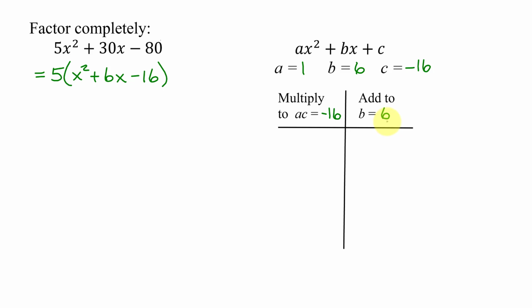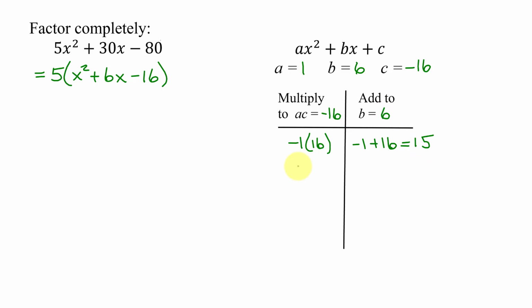Hopefully, these two numbers come to you quickly, but if not, I'm going to show you a systematic method of finding them. I start with 1 in the number, but since they have to add to a positive, I'm going to have a negative 1 and a positive 16. Those multiply to negative 16. Negative 1 plus 16, those add up to 15, not the number I'm looking for.